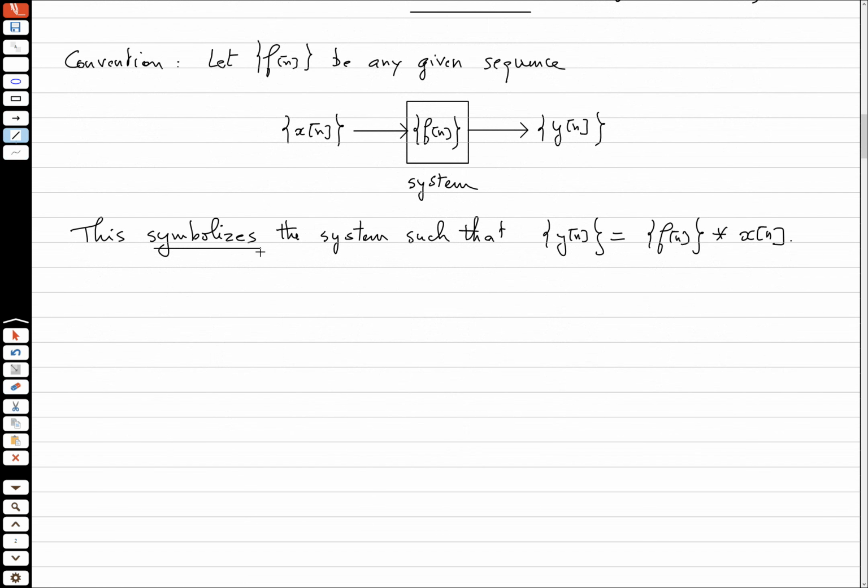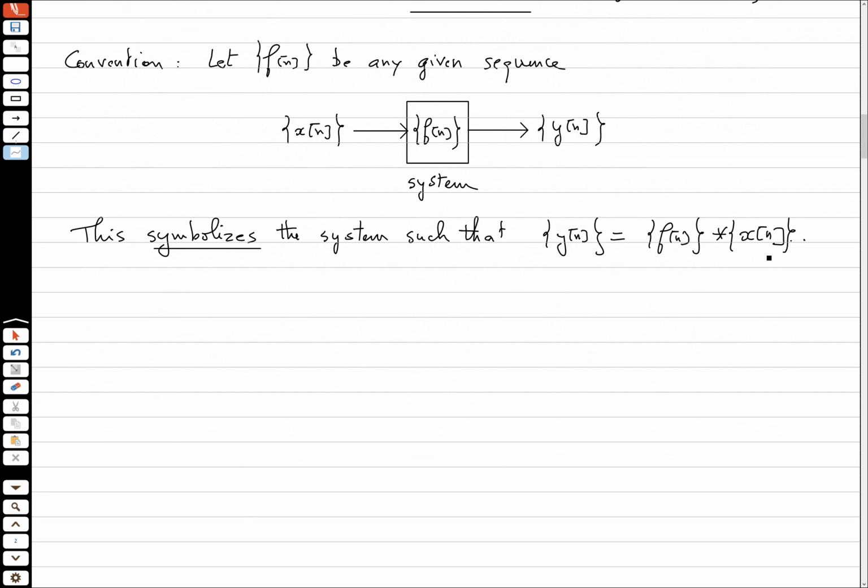All right, so this can always be defined because this definition is well defined. F of n is given. The convolution operation is known. So this gives you a formula. So this gives you a system. You can always make that system no matter what.